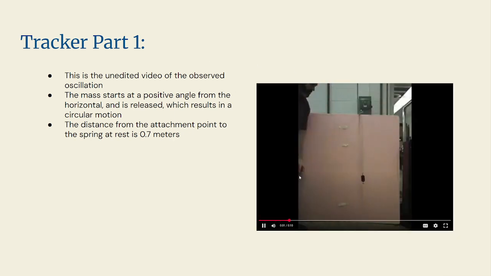This is part 1 of the Tracker video, the unedited version of the observed oscillation. The mass starts at a positive angle from the horizontal, as you can see here at this point in the video, and it's let go, which results in a circular motion. This distance from the start of the video, right here, this attachment point to the spring, is 0.7 meters.